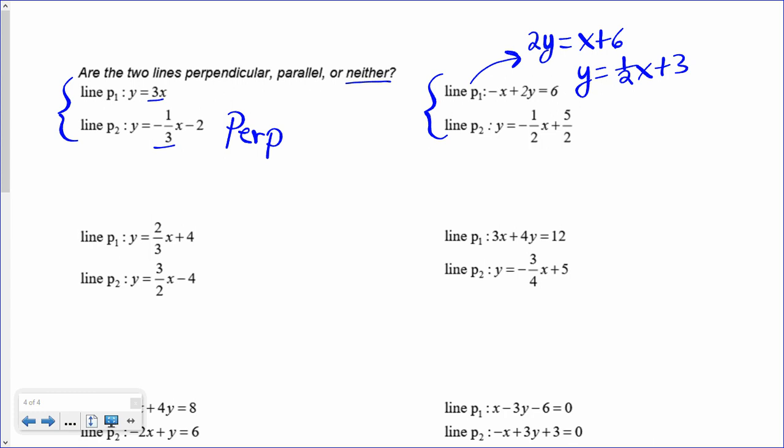Okay, so now compare the slopes. The top one is a slope of 1/2. The bottom one is a slope of negative 1/2. That would be neither. A lot of people will accidentally say that it's perpendicular, but why is it not? Because they didn't do the reciprocal part. You have to do both together, the opposite and reciprocal together.